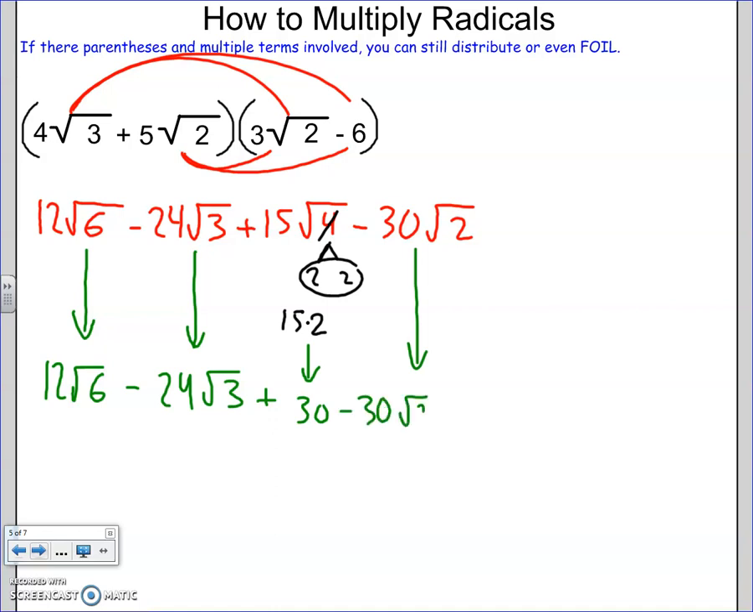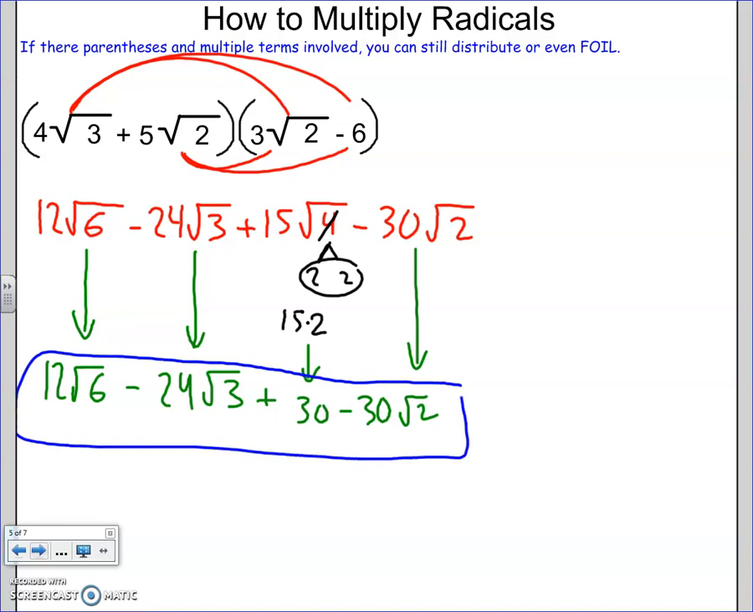None of these 4 things combine. I simplified every radical as far as I could. There's no more groups to take out. So this right here is my answer. Looks bad, but that's what it is.